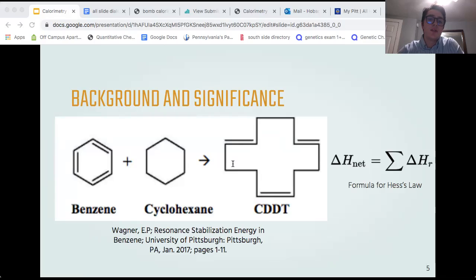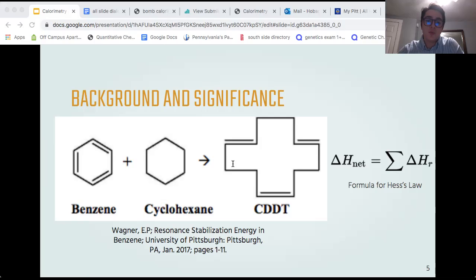Well, background and significance. In this experiment, we're using CDDT as an intermediate in order to measure the resonance energy of benzene. By testing for the amount of heat released during the reaction shown, we were able to achieve our goal. We consider this type of reaction isodesmic, which means that the number and types of bonds in the reactants is the same as in the products. So in theory, the heat of combustion of CDDT, as seen in the photo, will equal the sum of the heats of combustion of benzene and cyclohexane, but it's not the case.